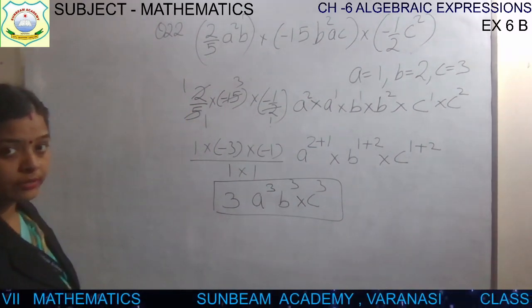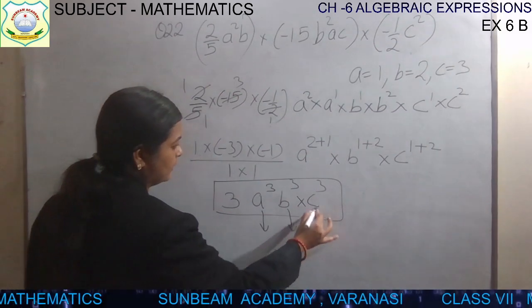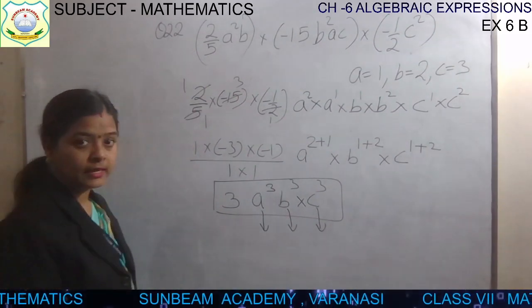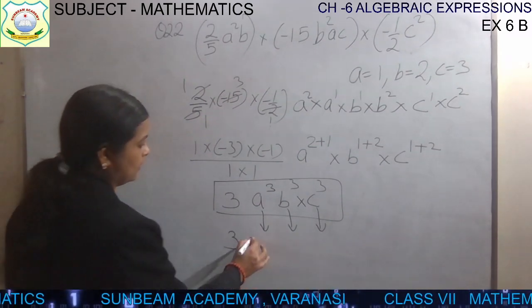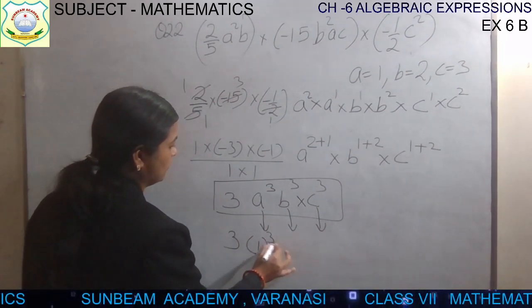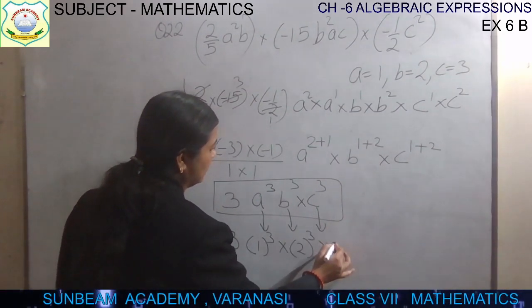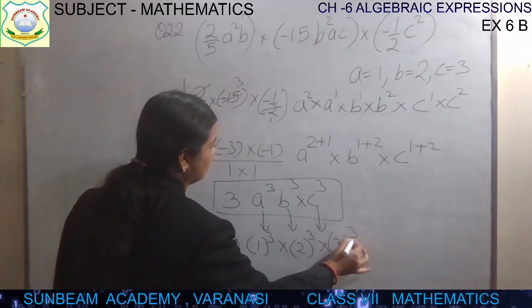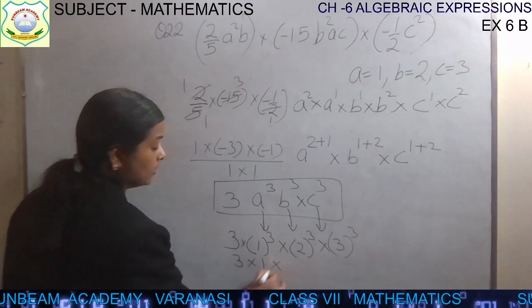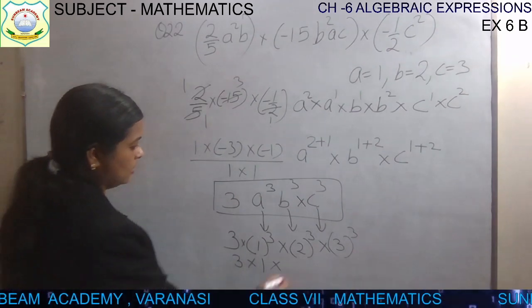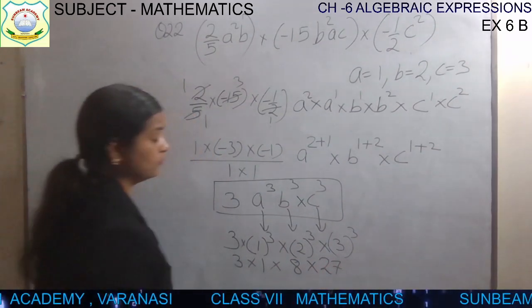Now substitute the value of A here. What is the value of A? What is the value of B? And what is the value of C? And then find the value. Find the final answer. 3 into A is 1, 1 ka cube. Then B is 2, 2 ka cube. And C is 3, 3 ka cube. Okay. Now answer will be 3 into 1 into, is it visible? Yes. 2 ka cube is 8 and 3 ka cube is 27. 3 into 3 into 3.